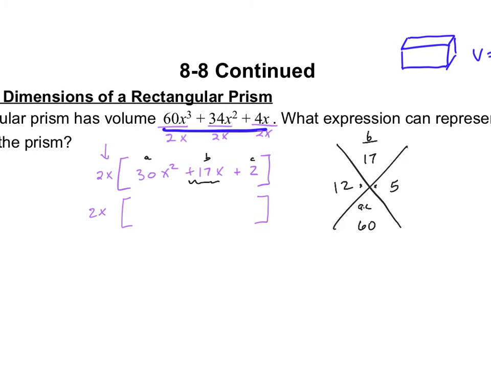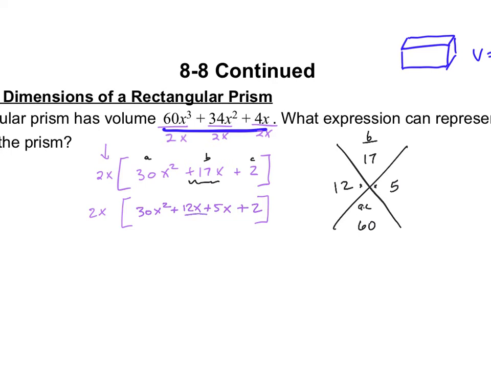So I'm going to split that 17x up into 5x and 12x. So I have 30x squared plus 12x plus 5x plus 2. Now, the only thing I have done here is I have uncombined. I've separated my like term. The value of the trinomial is still there. I haven't changed the value of it.